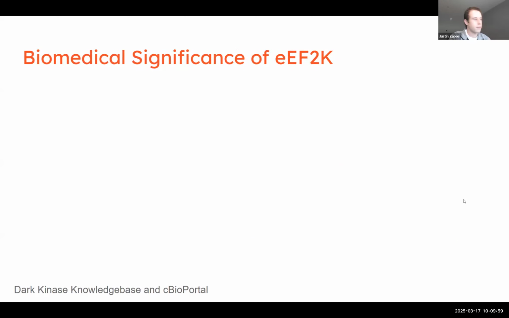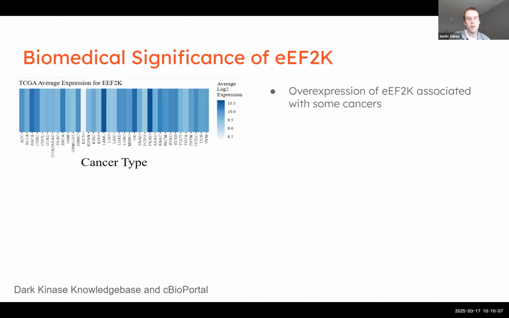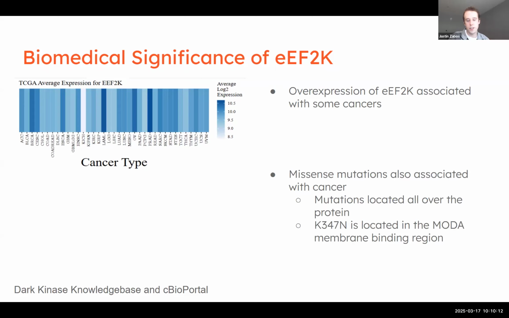For the biomedical significance, overexpression of EEF2K is associated with some cancers, particularly prostate cancer and leukemia, although there's a number of other cancers as shown with this expression plot here. Missense mutations are also associated with cancer, and these are located all over the protein, not just the kinase domain. For example, there's a lysine 347 that is mutated to an asparagine in a patient with uterine cancer, and this is located in the predicted membrane binding region. As a result of its implications in cancer, EEF2K remains a hot topic of biomedical research and probably will for many years to come.